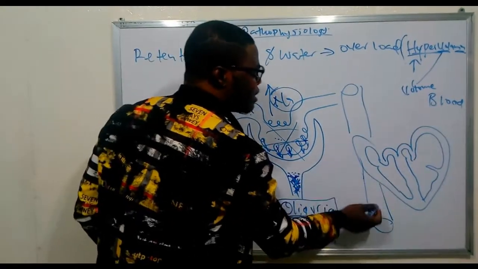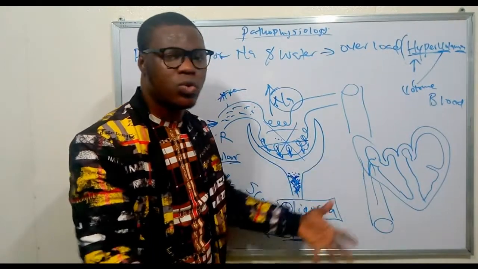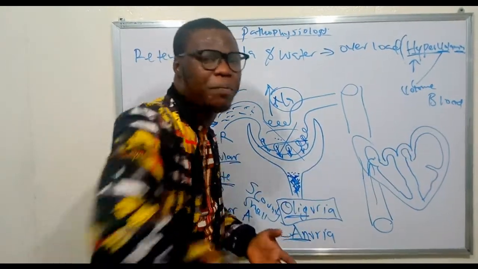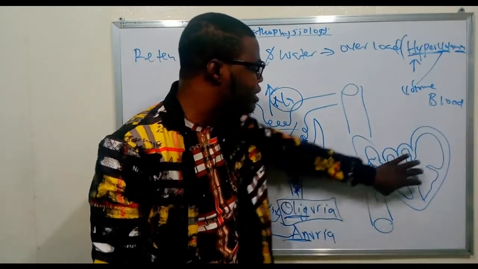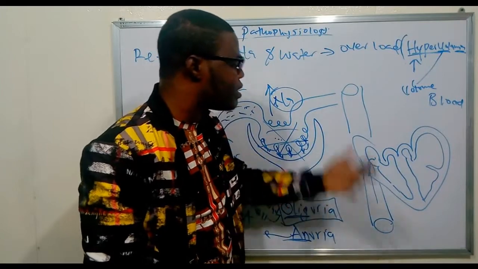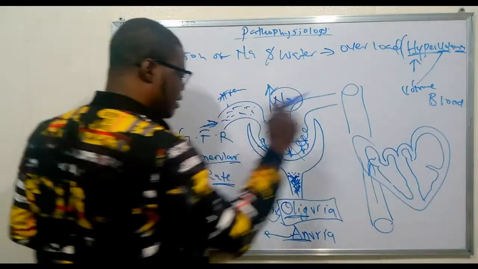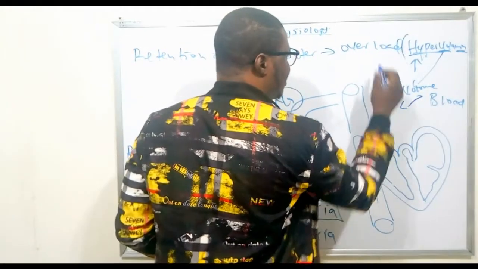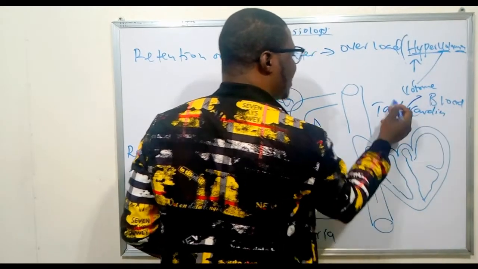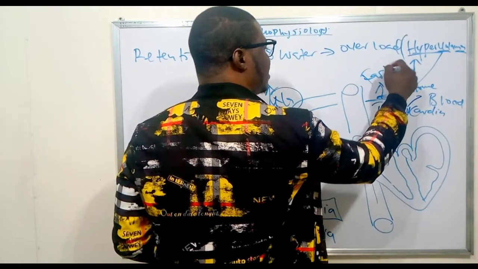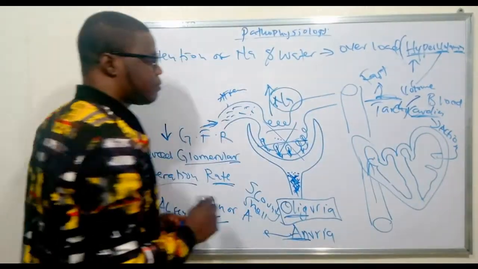So if there is increase in the amount of blood going back to the heart, it means the heart will have to increase its pressure in pumping it out efficiently. Because the heart will not want the blood to be congested within it. So it's going to increase its pumping ability. And that is going to cause what we call tachycardia. Hypervolemia is going to lead to tachycardia. The word tachy in front means fast, and the word cardia means the action of the heart.